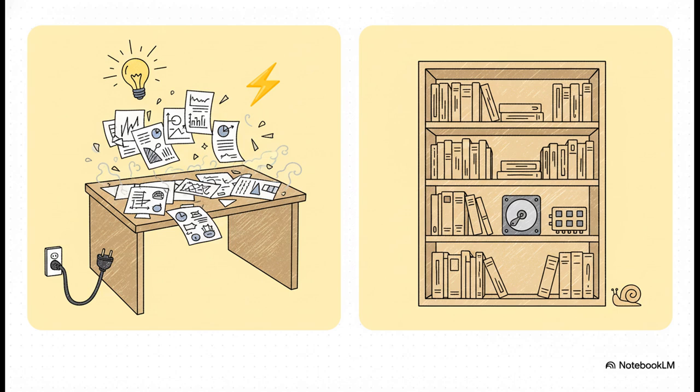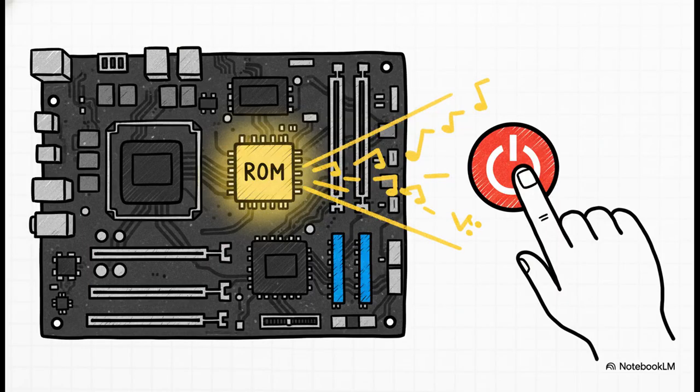Your hard drive, or SSD, on the other hand, is the library. It's slower to get things from, but it stores everything permanently, even when the power is off. It's non-volatile. There's also one other special type of memory called ROM, which stands for read-only memory.